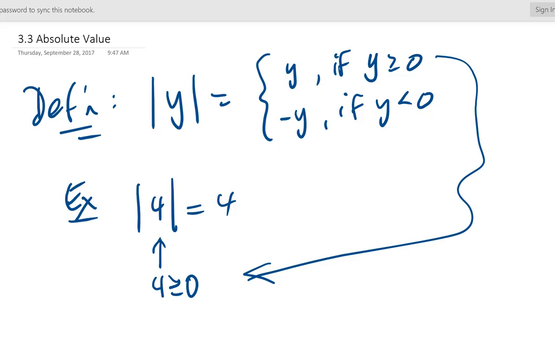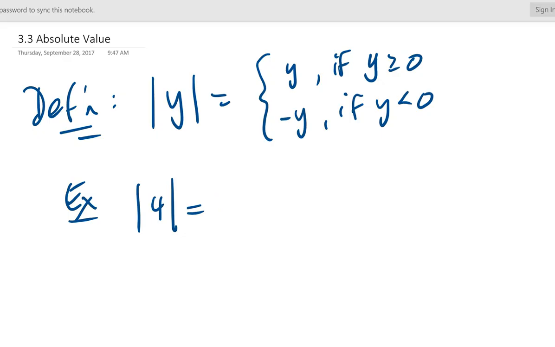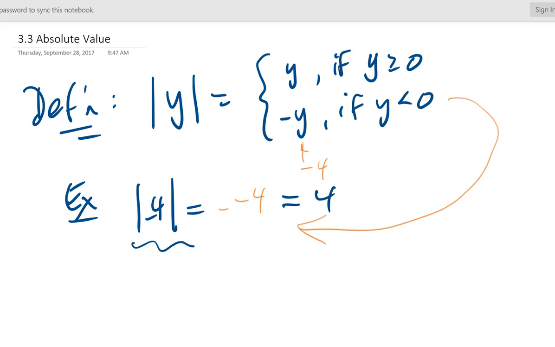Okay. Now, if you have negative 4, on the other hand, then according to this rule, y is negative 4 in this case, so you put a negative on the negative 4, and you get positive 4. Okay, this is what you're used to. If you have a negative number, you just make it positive. And if the number is already positive, you keep it positive.